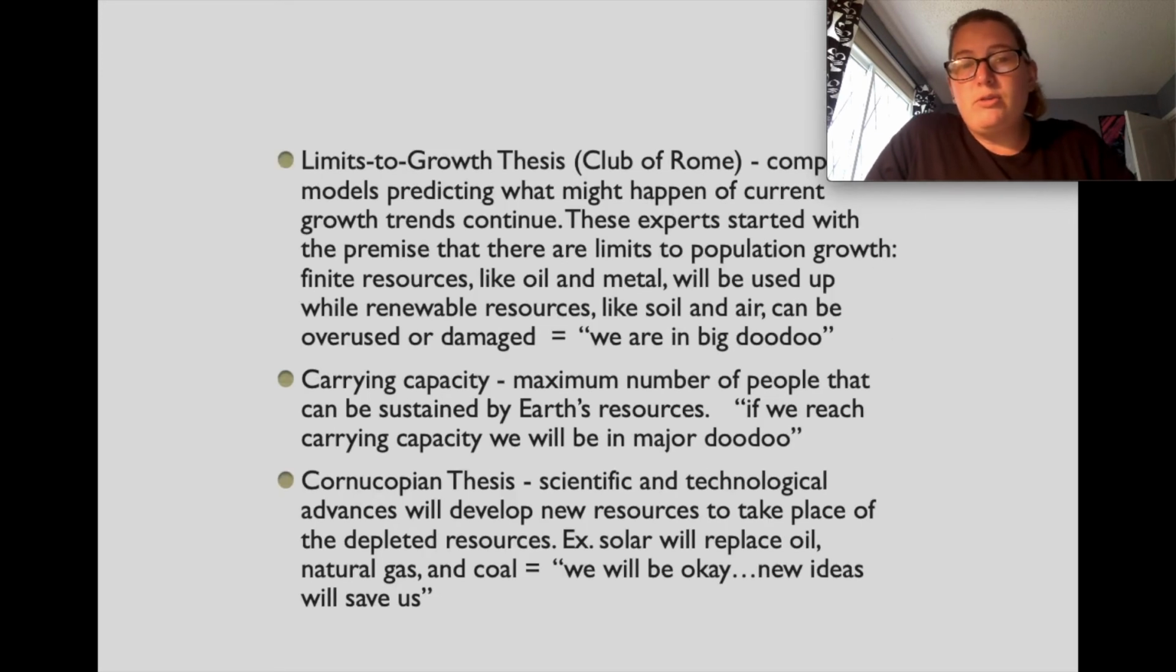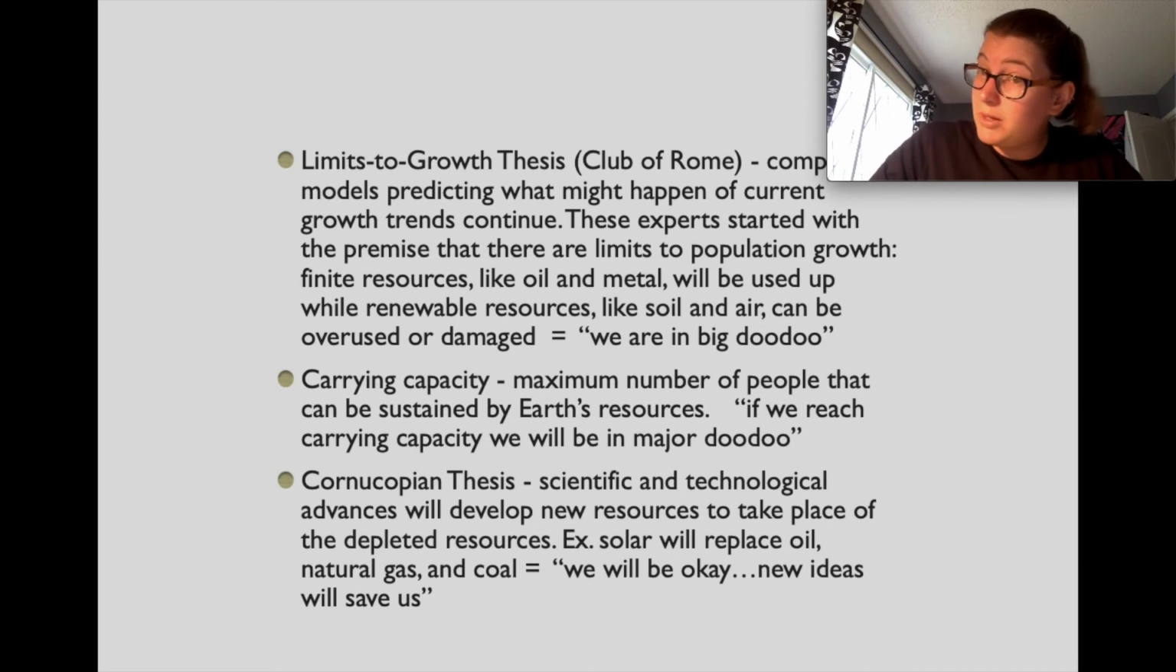There's the Limits to Growth thesis from the Club of Rome, predicting what might happen if current growth trends continue. These experts state the premise that there are limits to population growth. While renewable resources like soil and air can be overused or damaged, we are basically a big dodo, and the dodo refers to the dodo bird, which went extinct many, many years ago. The carrying capacity is the maximum number of people that we can sustain on Earth's resources, and we are far beyond carrying capacity at the moment in terms of population.